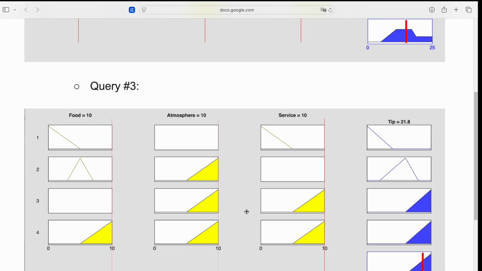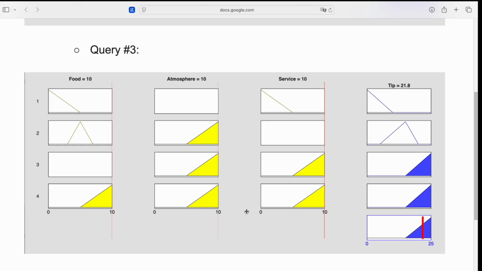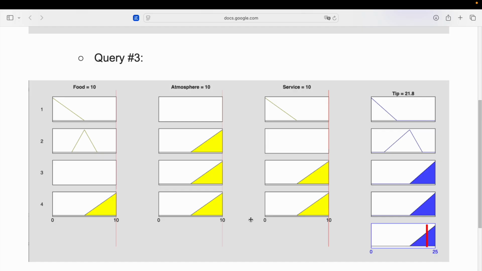Then we have the last query, query number 3. Here all inputs are 10s, and the result was about 21.7, which represents a high tip. This shows that when all the inputs are excellent, the tip is near the maximum. These queries demonstrate that the system follows the rules and produces outputs that match human intuition.